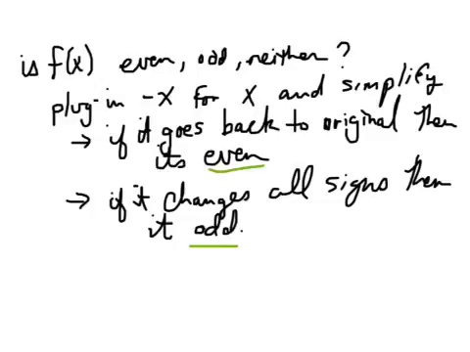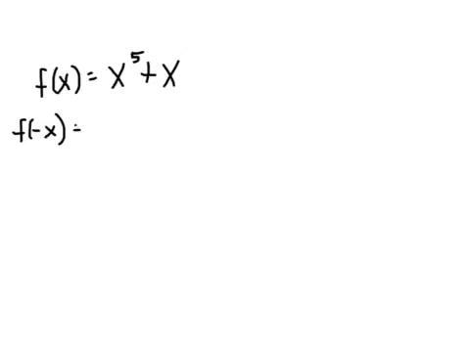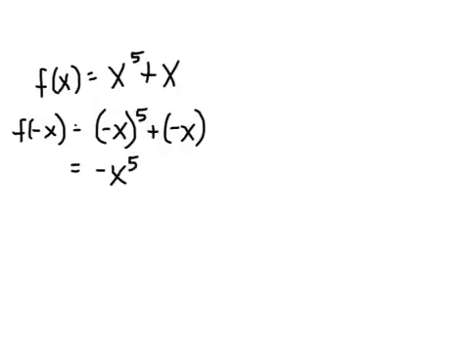All right, so some equations that would be, so if I give you f of x equals x to the fifth plus x, and say, is this even, odd, or neither, then again, I'm going to put negative x in for x. Negative x going in there to the fifth plus negative x. Negative x to the fifth is still negative x to the fifth, and then negative x back there. All signs are changed, so therefore it's odd.